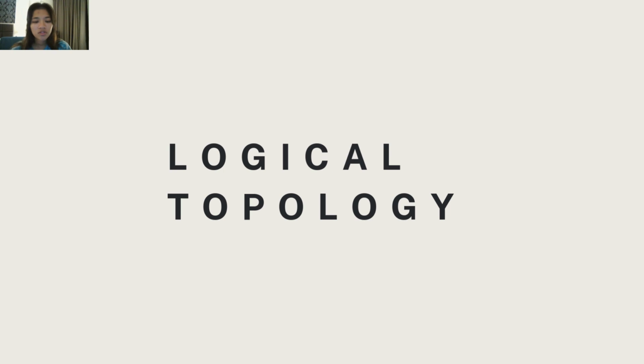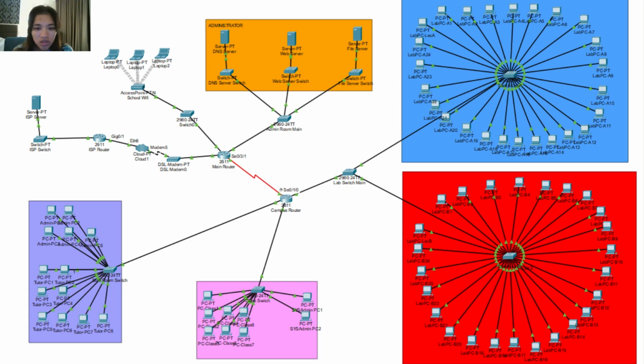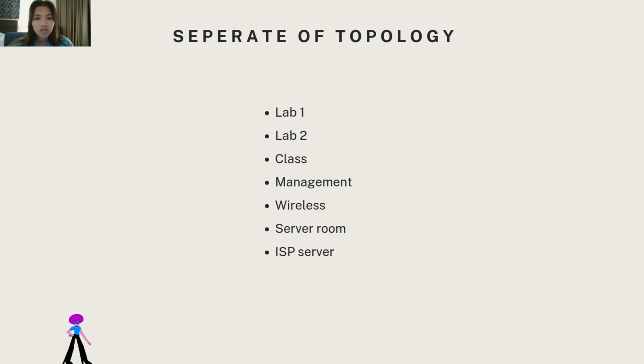Hi, madam. My name is Divya. I will start by presenting the logical topology. This is how it looks like. The topology is separated into 7 parts: lab 1, lab 2, class, management, wireless, server room, and ISP server.